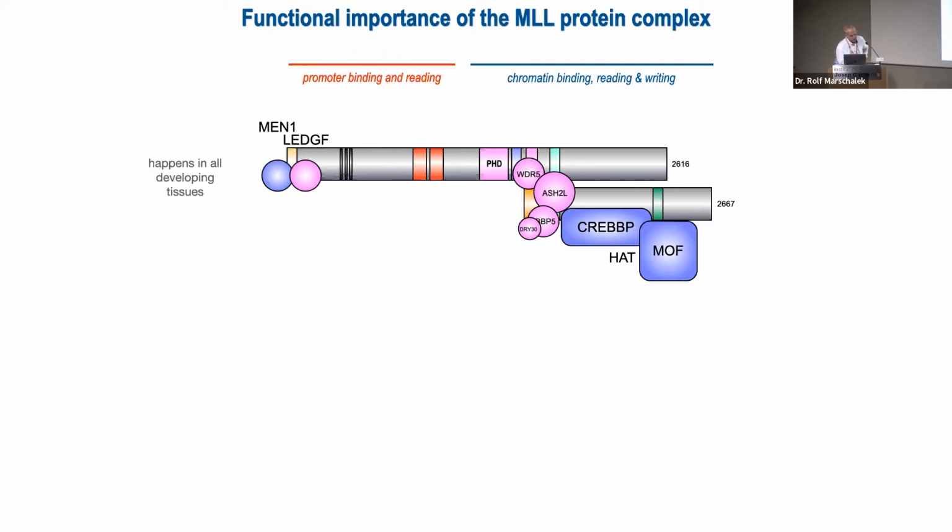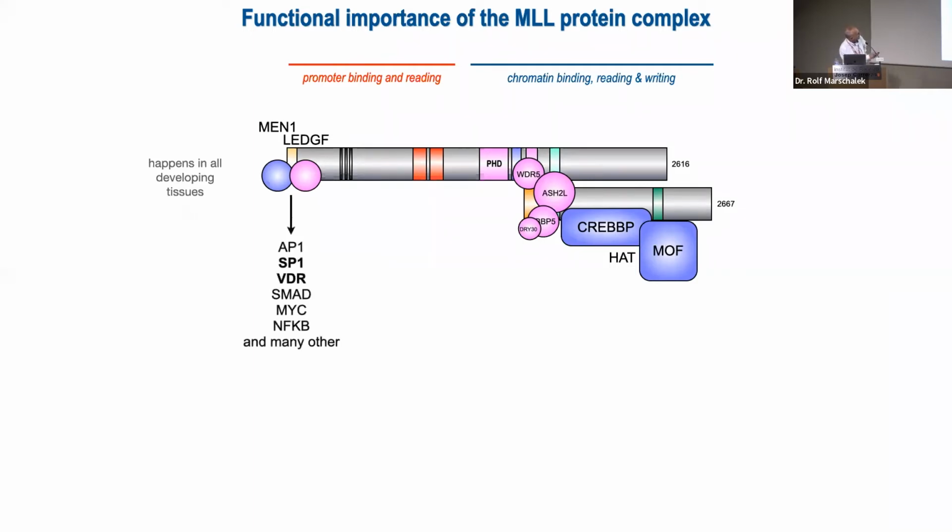We have 2 different histone acetylases, and maybe there are also some other proteins binding to this complex. And the machinery, what you can see here is written here. The amino terminus of MLL is something which can recognize promoters and can bind to proteins sitting on promoters, while the C-terminal portion here, the major portion, is chromatin binding, reading and writing.